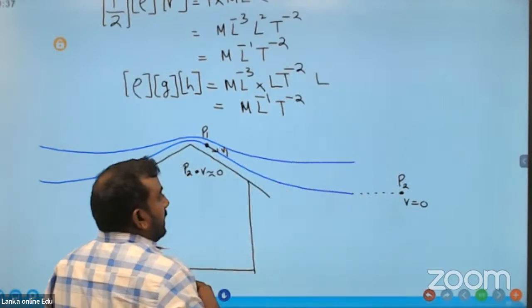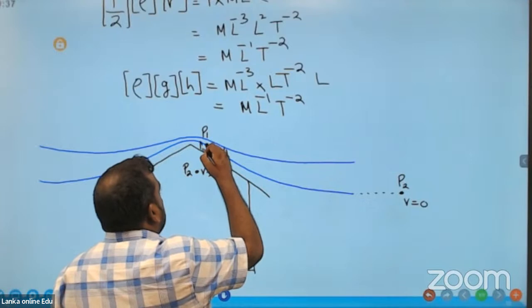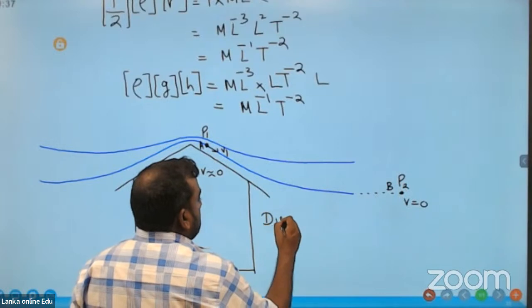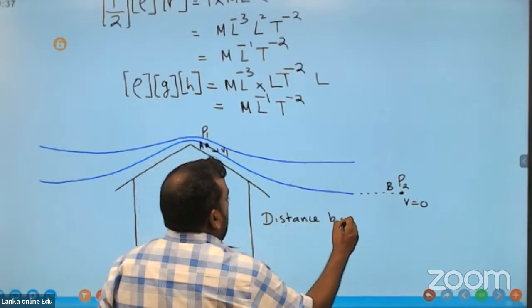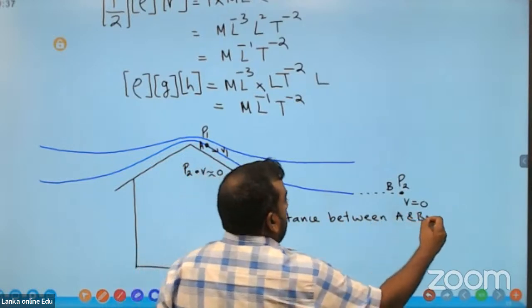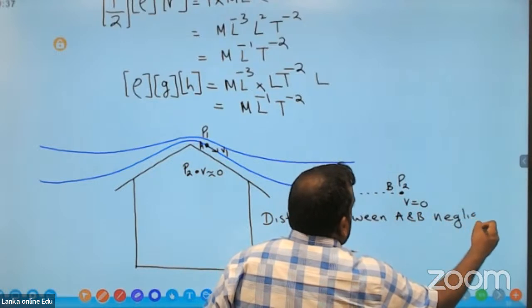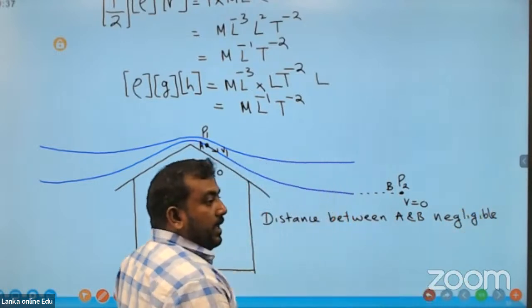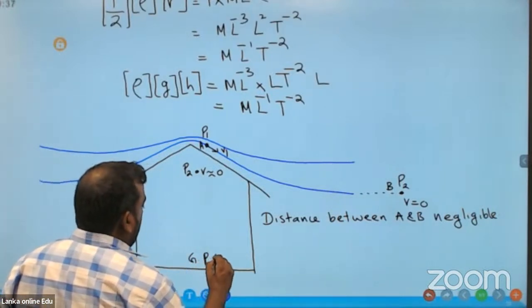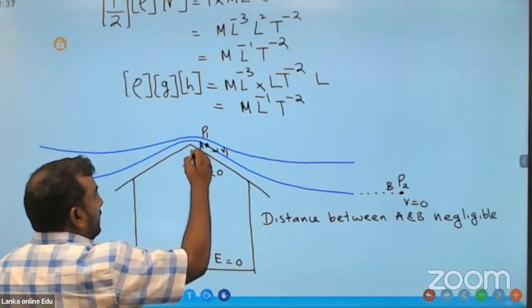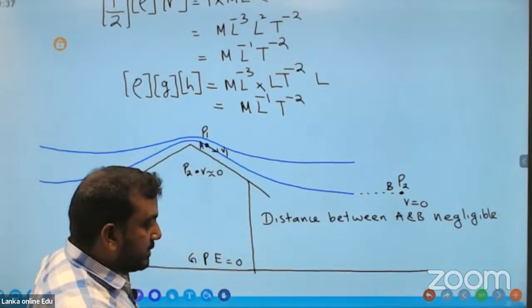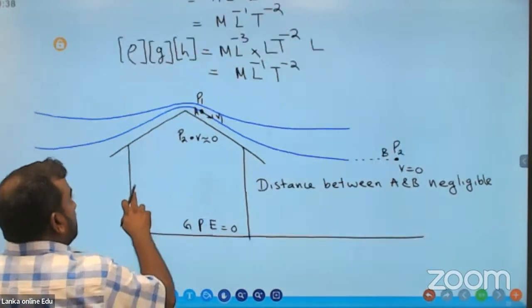The level difference is negligible. So A here, B here. The distance between A and B, we can say negligible. Now we can apply Bernoulli's equation. We can take this as the GPE equals 0 line. So from here the height there, and from here the height there, both are approximately the same.